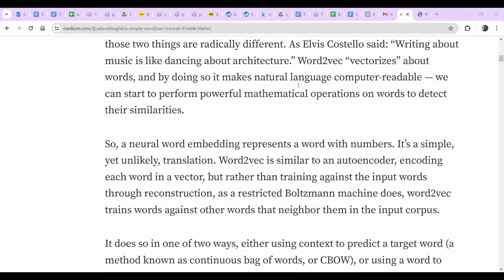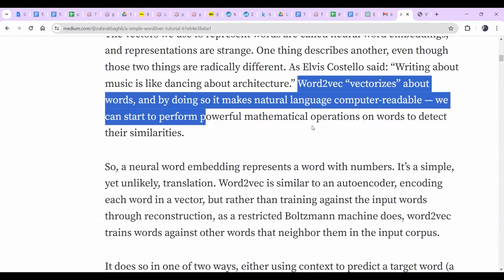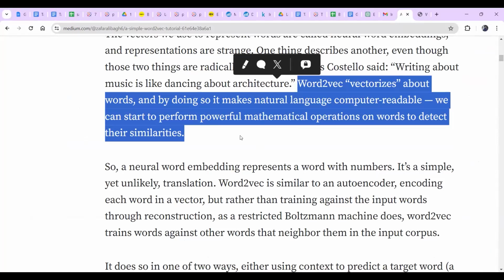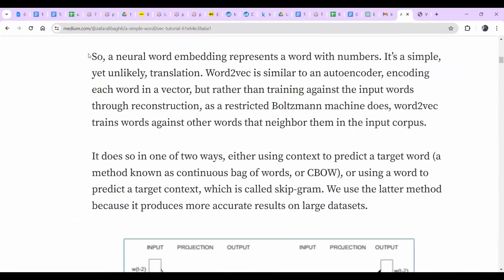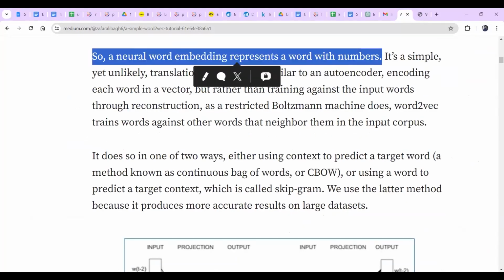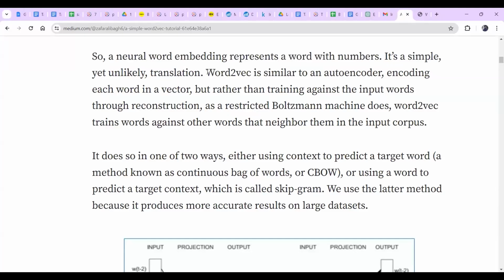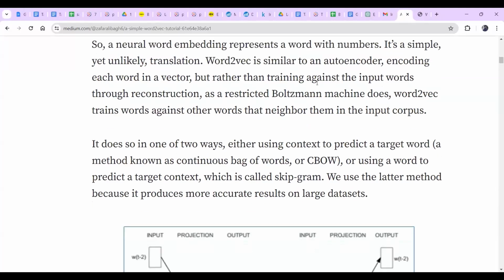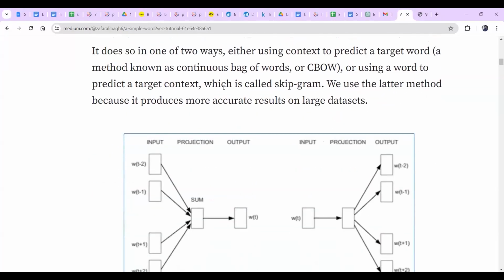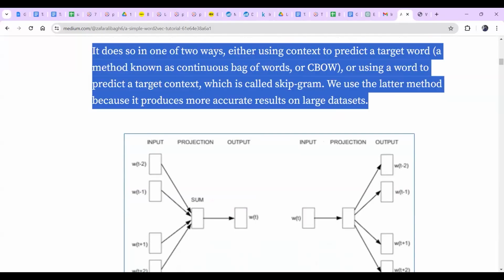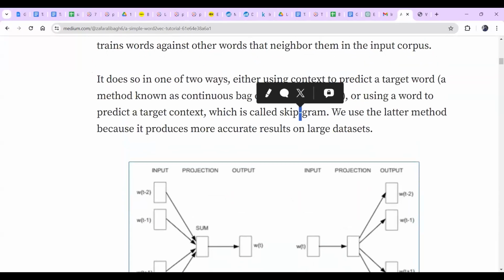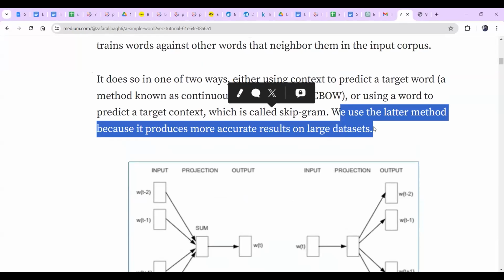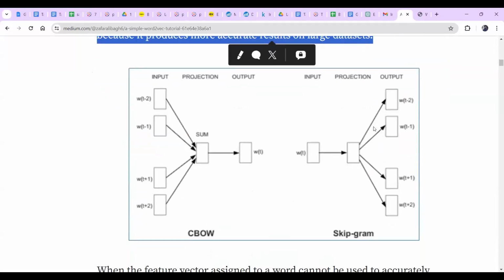Okay, so Word2Vec vectorizes words, and obviously it converts them to numbers. Using those numbers, we can find similarities using cosine similarity and so on. A neural word embedding represents a word with numbers. That's what we have discussed. Using context to predict a target word is CBOW, or using a word to predict the target context is skip-gram. Now it's saying that we'll use skip-gram because it produces better results on large datasets. As we discussed, skip-gram works better for bigger data sizes.